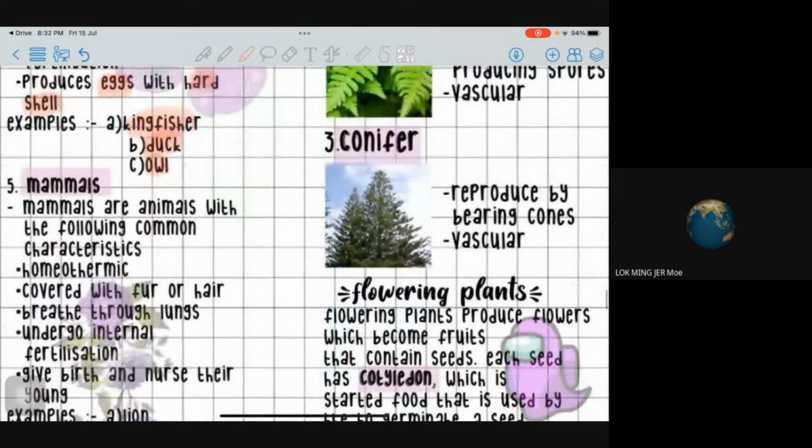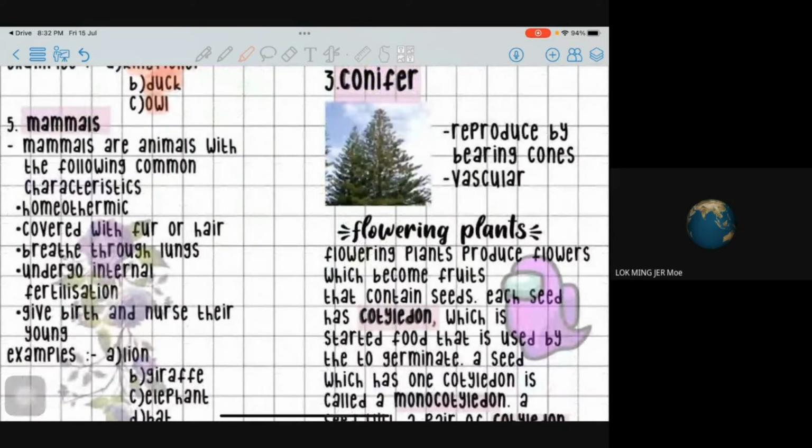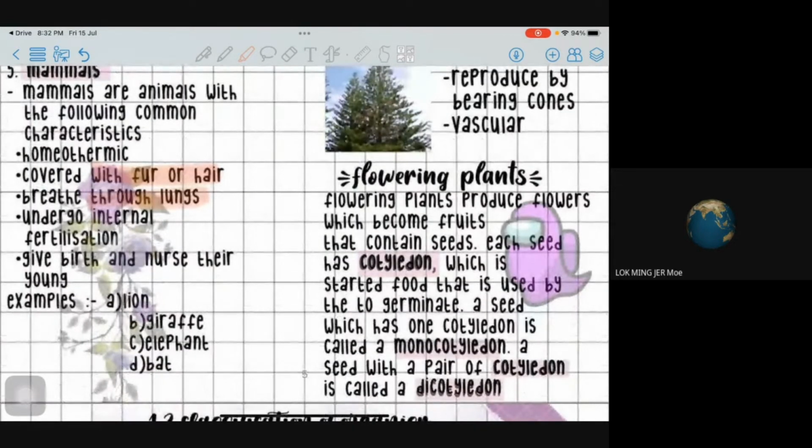Okay, mammals. You already know what mammals are, right? Mammals are animals with the following common characteristics: they are homeothermic, covered with fur or hair, breathe through lungs, undergo internal fertilization, and give birth. What is meant by give birth and nurse their young? This mammal is special. It's like us. They give birth and nurse their young. Yeah, give milk, so that's why they nurse their young. For example, lion, giraffe, elephant, bat, and cats.